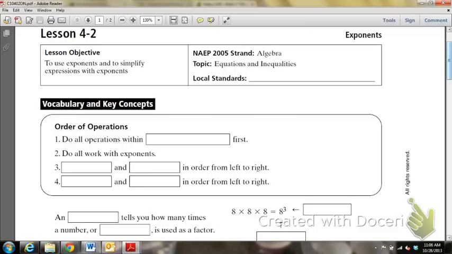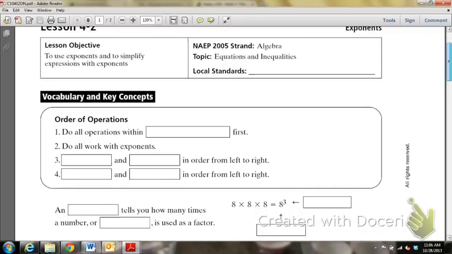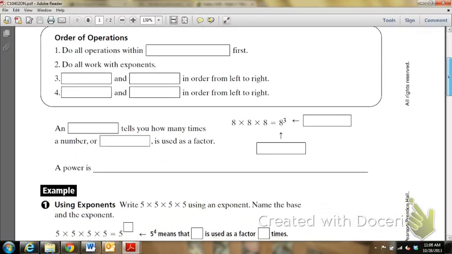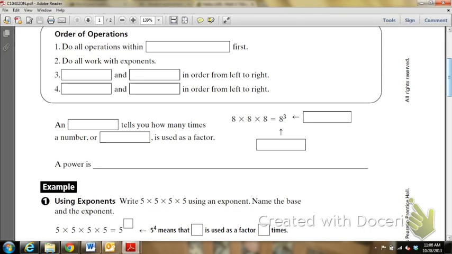In Lesson 4.2, we're going to do some work with exponents. Before we do that, we should review the order of operations. So if you remember with the order of operations, you want to do all of the operations within the parentheses first. Then you do all the work with the exponents.